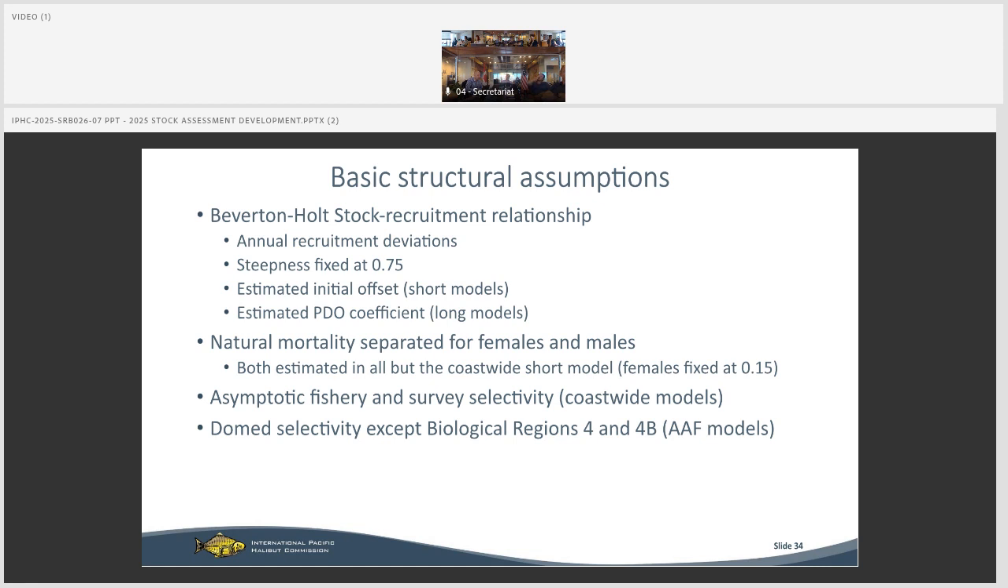We currently fix steepness at 0.75. I'll show you some sensitivities to that later. That's loosely based on Ram-Meyer's meta-analysis suggesting that for flatfish, somewhere in the 0.7 to 0.8 range is generally appropriate. We haven't found any evidence to suggest otherwise. When we try to estimate steepness, the data sets are all consistent with effectively very little stock relationship, steepness closer to 1, if not equal to 1.